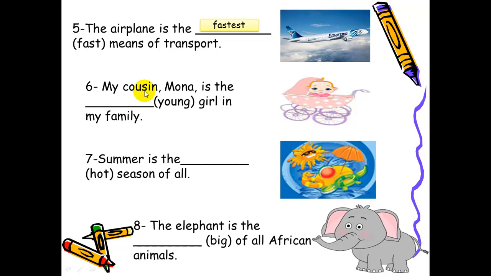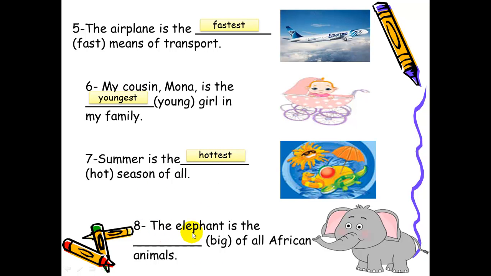Okay, number 6, my cousin Mona is the young. Why do I put est? Because I'm comparing Mona with all the other girls in my family. Number 7, summer is the hot season of all. I'm comparing summer with all the other seasons, so I'll put er or est? No, est. So it will be hottest.